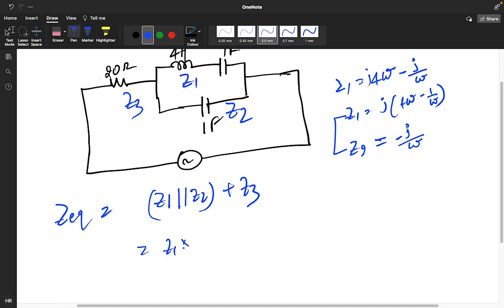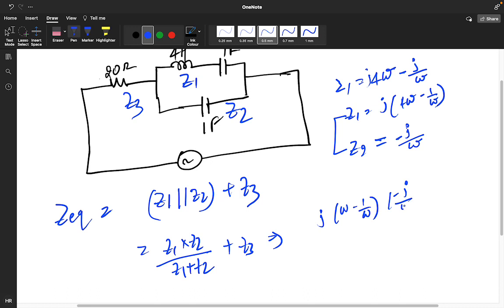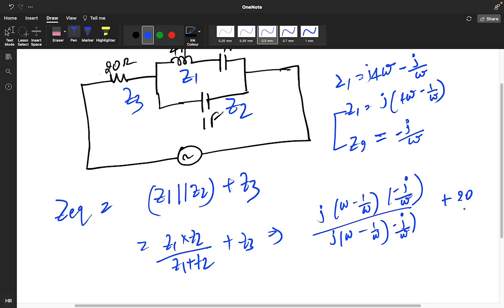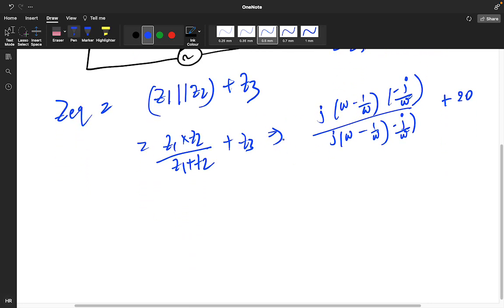So you need to multiply this Z1 into Z2 divided by Z1 plus Z2, plus Z3. So if you do it, J into omega minus 1 by omega into minus J by omega, divided by J into omega minus 1 by omega minus J upon omega, plus Z3, and what is the Z3 value? It is 20, right? So Z equivalent you are getting.